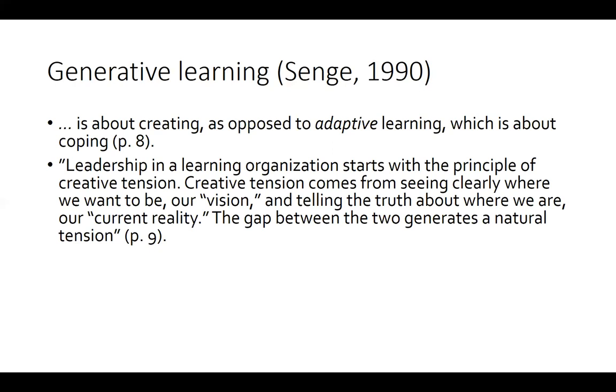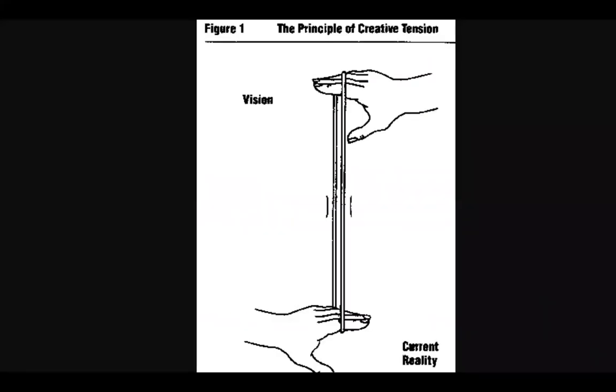So this is what Dr. Senge is writing. Leadership in a learning organization starts with the principle of creative tension. Creative tension comes from seeing clearly where we want to be, our vision, and telling the truth about where we are, our current reality. The gap between the two generates a natural tension. So seeing clearly what we want to be is prospection. It's intentional prospection, a goal of the future. And then we have the current reality. And this is basically his illustration from the article. So I think what he's trying to say is that the wider the gap, the greater the creative tension. And that's basically how I see it too.